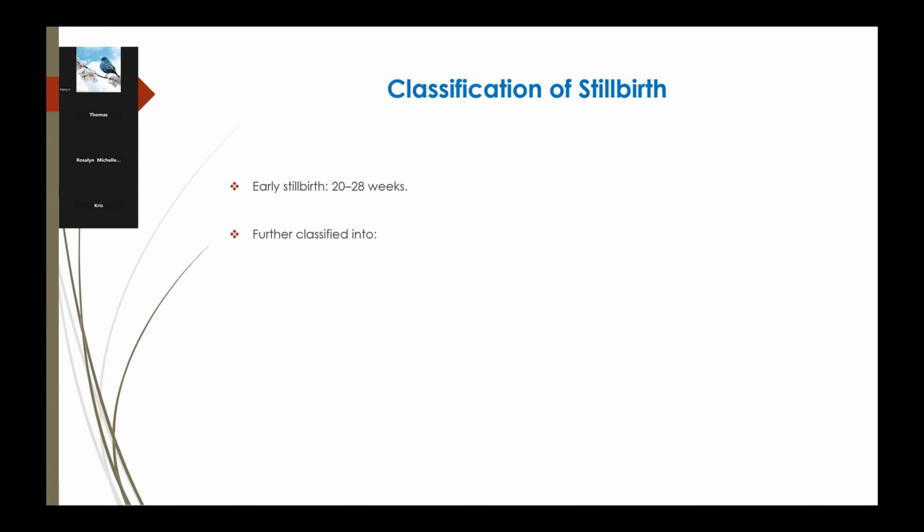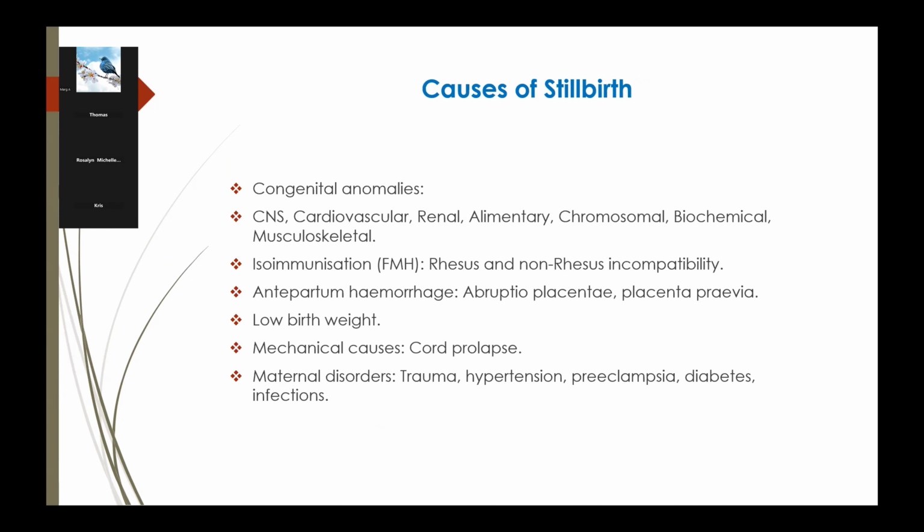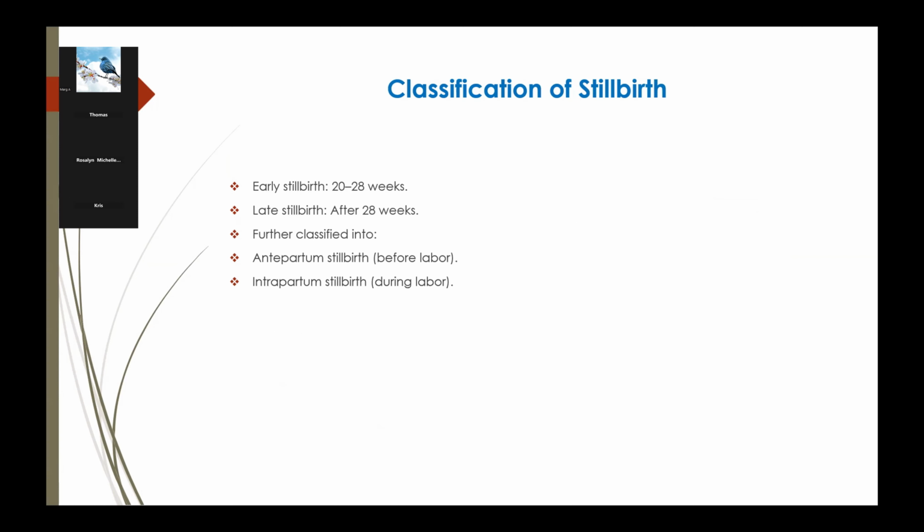Stillbirth can be classified in various ways. I think there are over 30 classifications, but I just took the common ones to simplify things. So stillbirth can be classified into early stillbirth, which is death from 20 to 28 weeks, and late stillbirth, which is from 28 weeks onwards. It can also be further classified into antepartum stillbirths, that means before the establishment of labor, and intrapartum stillbirths, that means the baby is alive, and during delivery, the baby passes on. Okay.